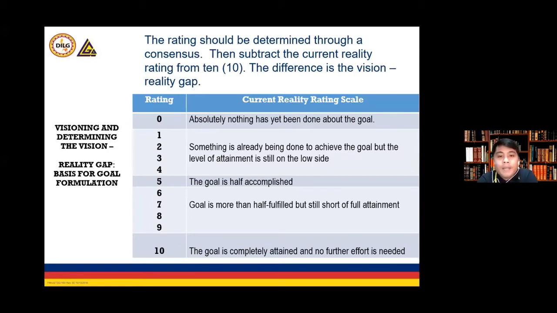So 1 to 4 is something is already being done. Okay? Pag 5 is, the goal is half accomplished, 6 to 9 is half fulfilled, and 10 is completely attained and no further effort is needed. So, of course, again, as I have mentioned, dapat consensus yung sector, no? How are you going to define your current reality?